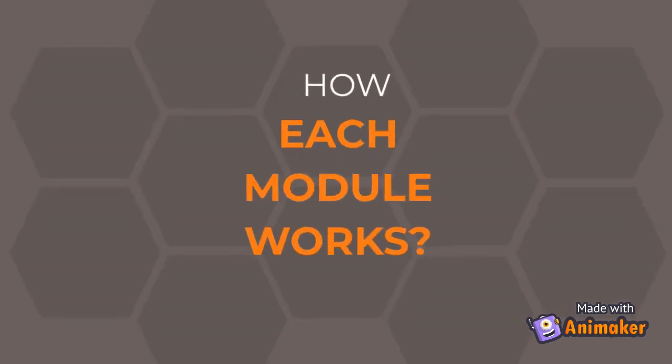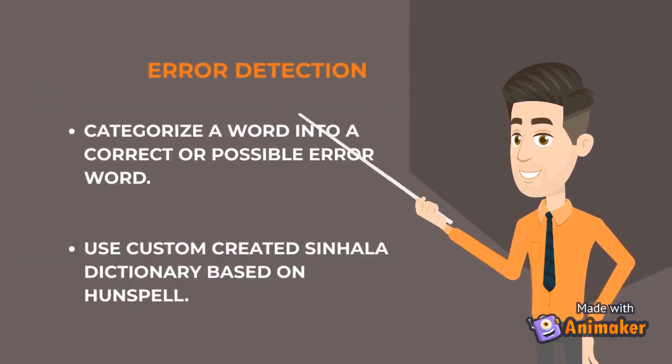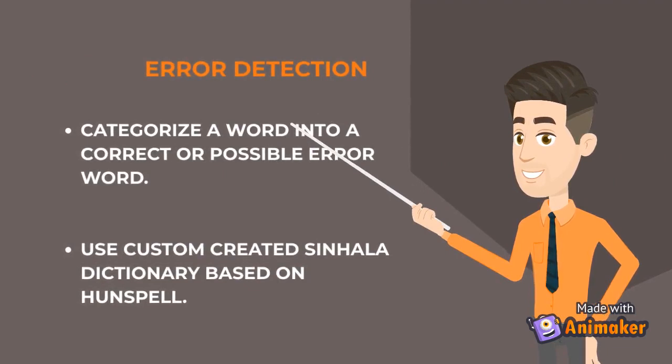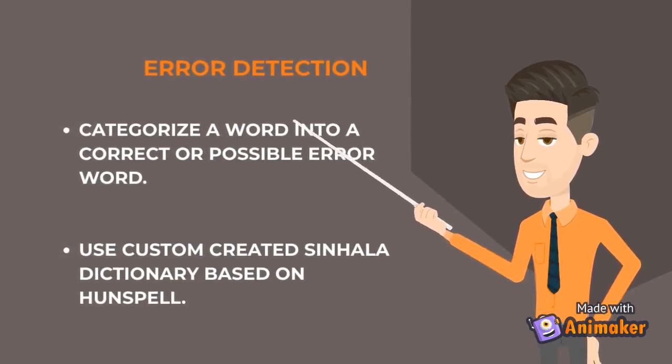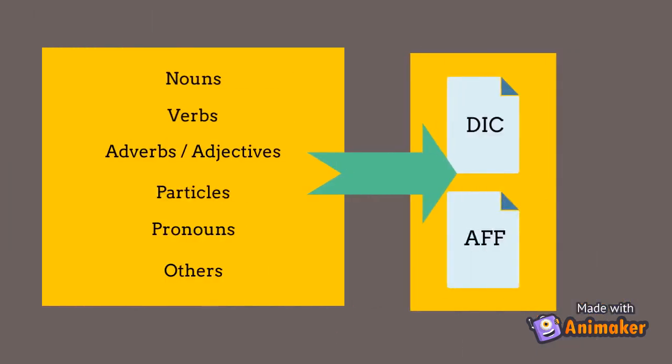How each module works. Error detection module. It categorizes a word into a correct or possible error word. It uses a custom-created Sinhala dictionary based on HunSpell. We created dic and aff files for HunSpell. The dic file contains the root words and the aff file contains the possible prefix-suffix rules for those root words.